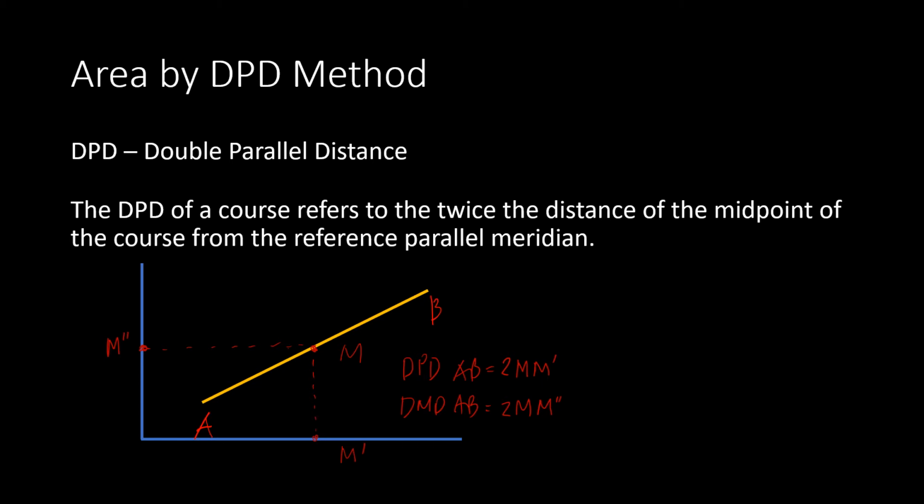And from this, we can calculate the so-called double area. We say that the double area using the DPD method will be equal to the product of the DPD of the course multiplied by the adjusted latitude, or rather adjusted departure of the course. Using the DMD method, we know that the double area is equal to DMD times the adjusted latitude.